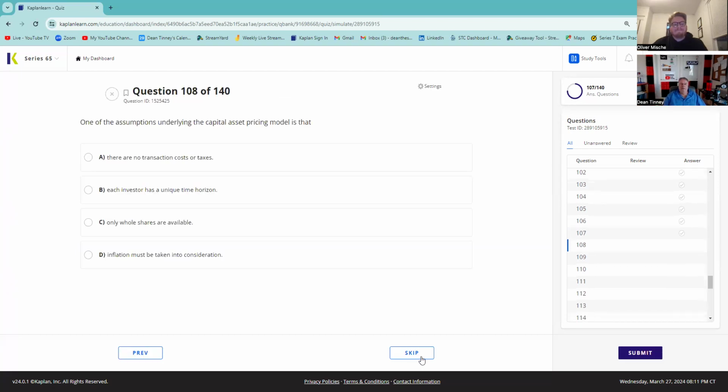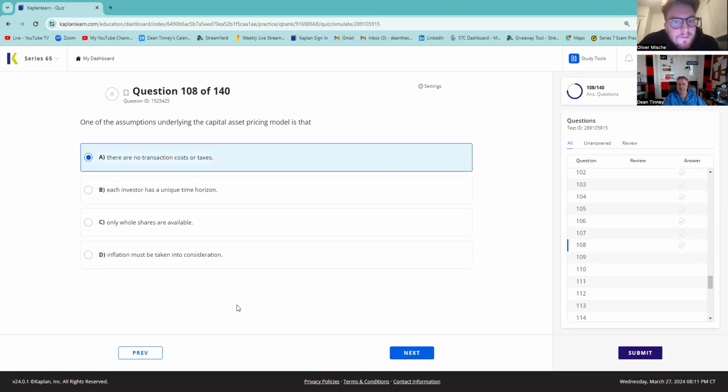One of the assumptions underlying the capital asset pricing model is that... Not B or C. A? Right on. Each investor has a unique time horizon. Not true. Only whole shares available. Not true. Inflation doesn't exist. It's A.